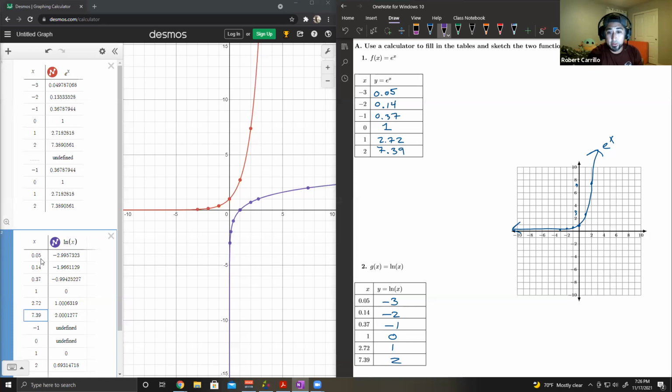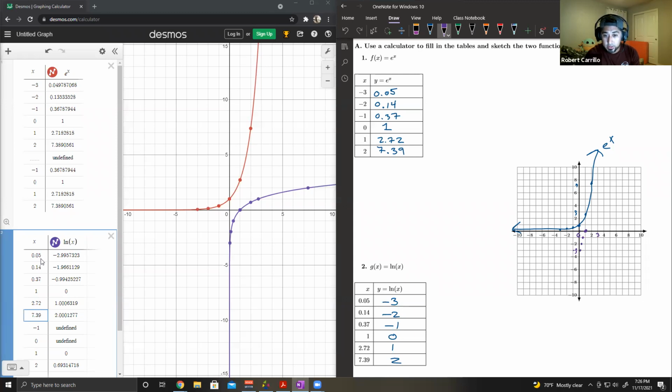And at 0.05, so here's 0, and 0.05 is going to be really close to the y-axis, and you go down to -3. So you're going to be just to the right of the y-axis. And then at 0.14, you're at -2, so not much further to the right. And then at 0.37, you're at -1, so a little more to the right. And then at 1, you're at 0. At 2.72, you are at 1.